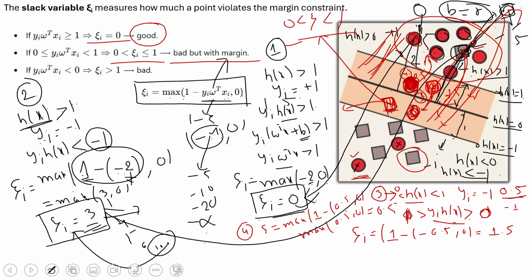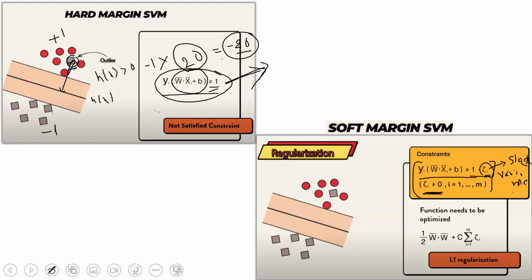So the takeaway here is that if the point is on the right side and outside of the margin, the slack value will be equal to 0. If the point is on the right side but within the margin, slack value will be in between 0 and 1. If it is completely on the wrong side, slack value will always be greater than 1. Now going back to this condition, now you know how to calculate the slack variable, right? Now let's see if the constraint is satisfied or not.